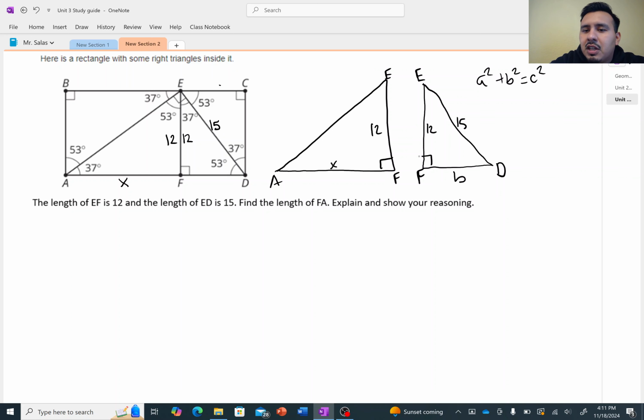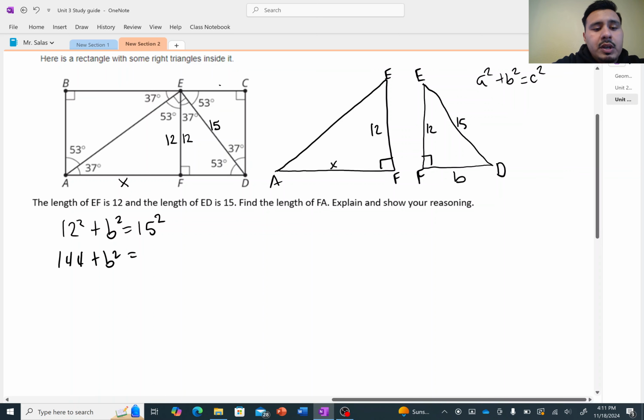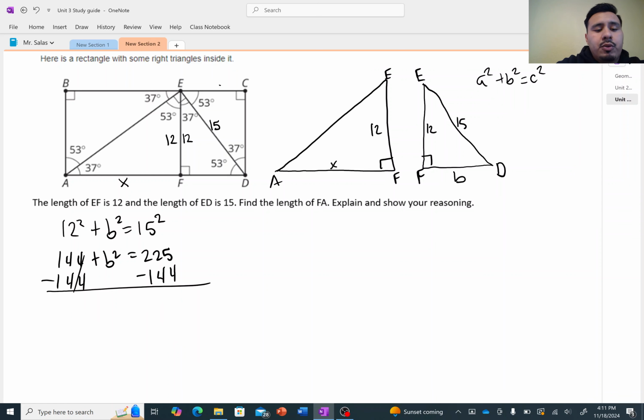This is just going to be b, since I have a leg and I have the hypotenuse. So I'm going to plug those values into my Pythagorean theorem. I get 12 squared plus b squared is equal to 15 squared. I simplify this. This is 144 plus b squared is equal to 225. I subtract 144 from both sides, the 144s cancel out, and I get b squared is equal to 81.